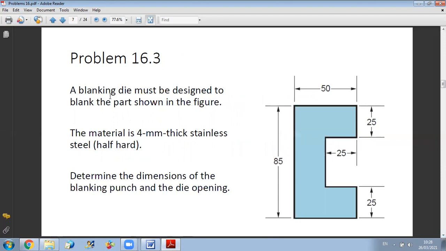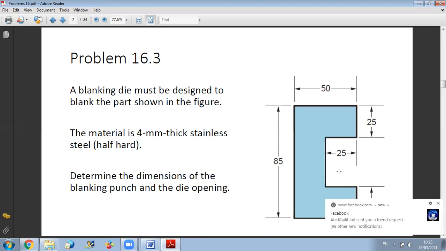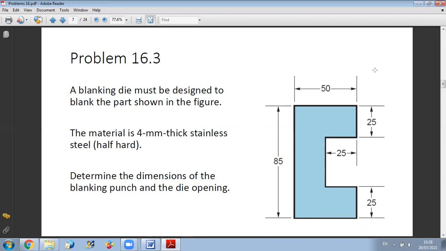A blanking die must be designed to blank the part shown in the figure. So blanking and punching will not always produce circular parts. You can have different geometries. So here, for example, we want to produce this part. This is the cross section of the geometry in a blanking operation. And we want to determine what the dimensions of the blanking punch and the die should be.